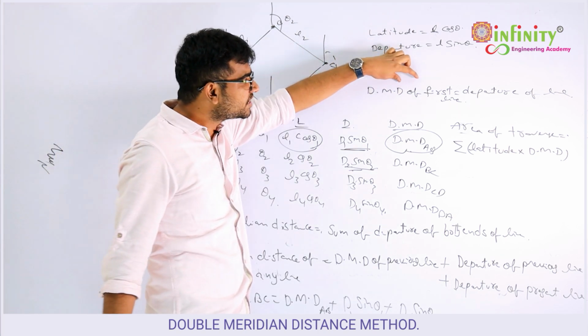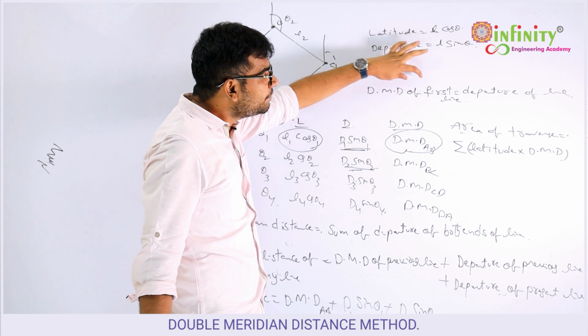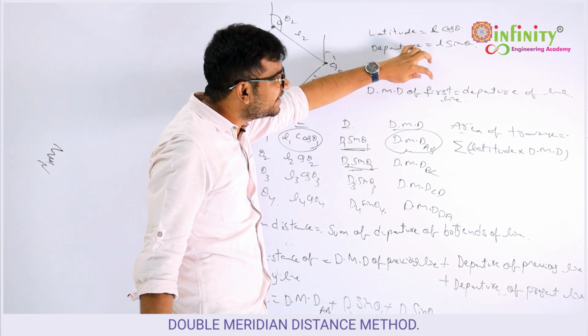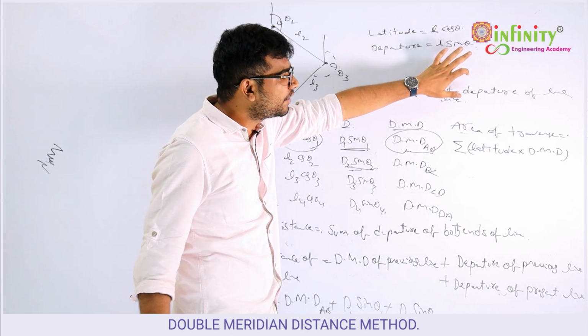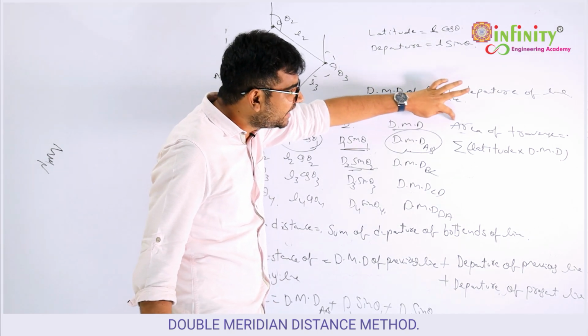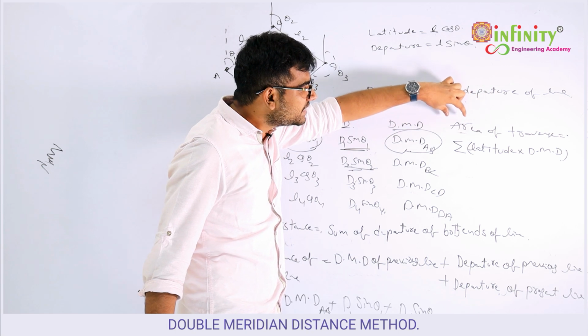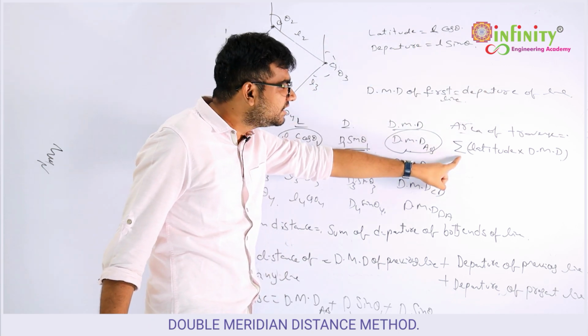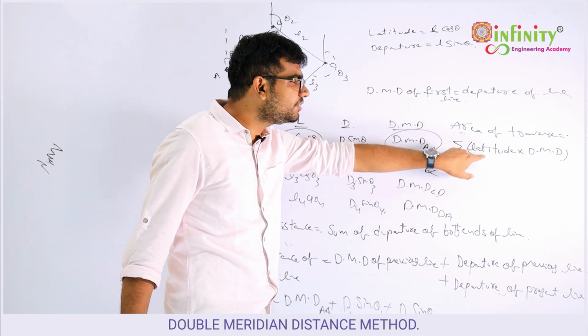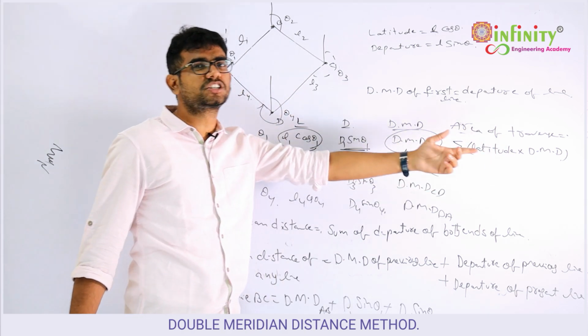Another kind of question they can ask is that the DMD of the first line will be directly equal to the departure of the first line. Then another kind of question is, what is the area of the traverse in the DMD method? This will be the summation of the latitudes into DMD. So this kind of questions can be asked.